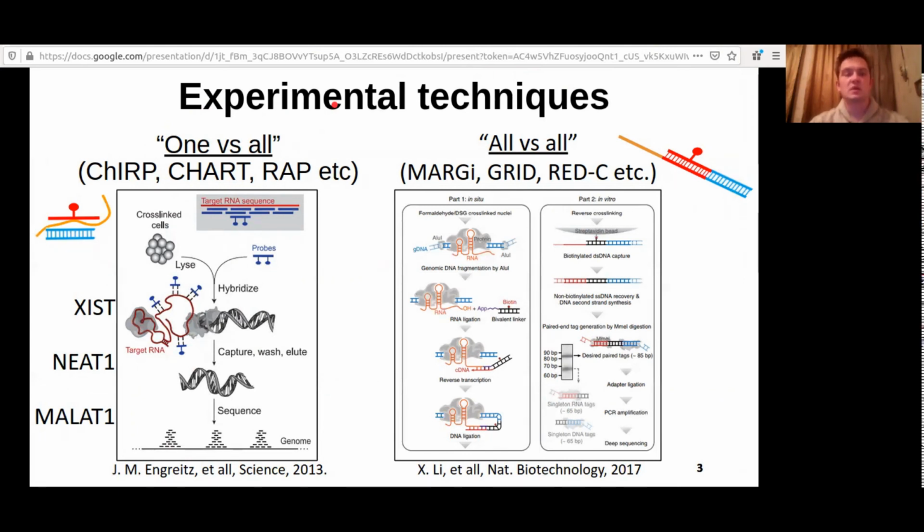In 2017, works began to appear that offered methods to obtain genome-wide data on all potential RNA-chromatin interactions in a cell. For example, mapping RNA-genome interactions, capture of global RNA interactions with DNA, and others. We classified these genome-wide techniques as all versus all.